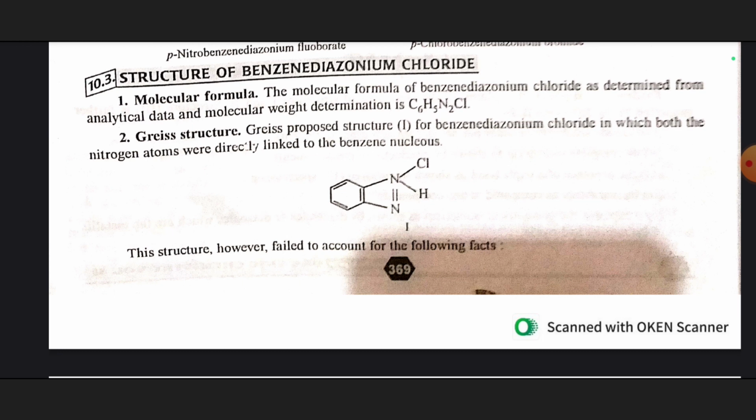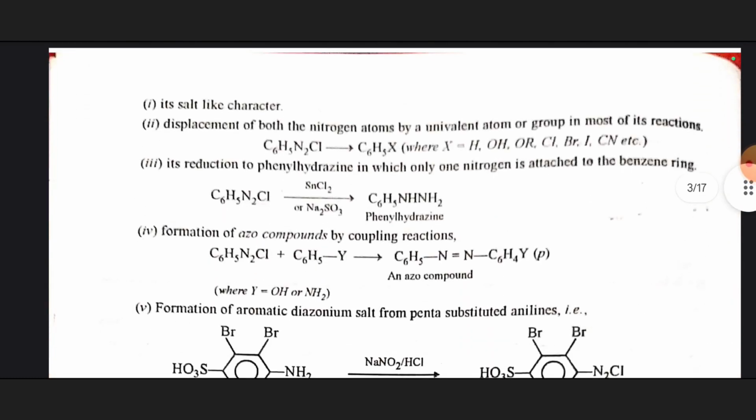First, molecular formula. The molecular formula of benzene diazonium chloride, as determined from analytical data and molecular weight determination, is C6H5N2Cl. Second, Griess structure. Griess proposed structure 1 for benzene diazonium chloride, in which both the nitrogen atoms were directly linked to the benzene nucleus. This structure, however, failed to account for the following facts.